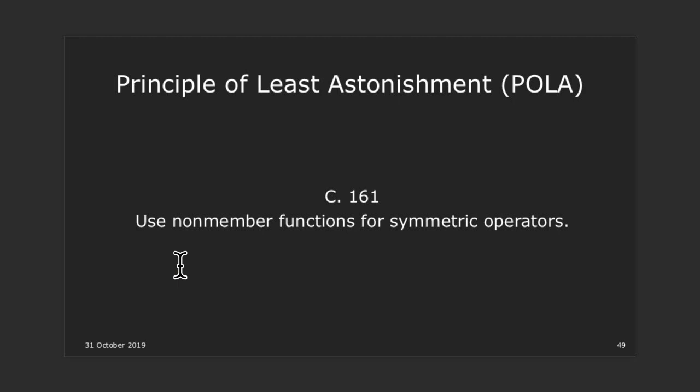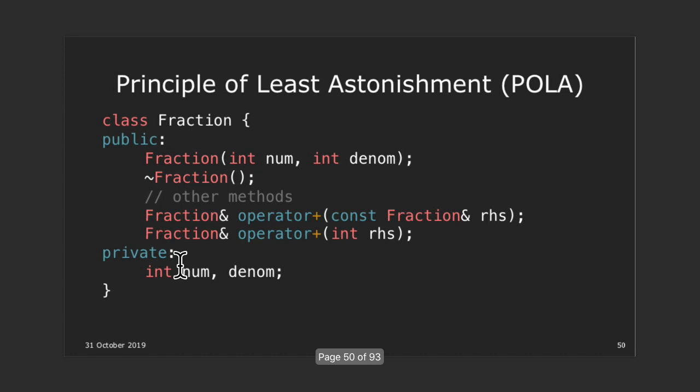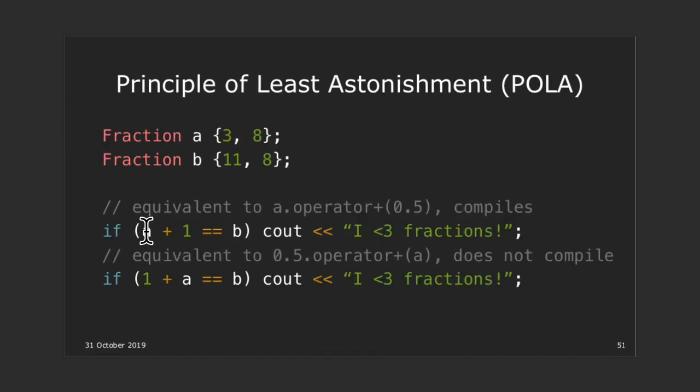For symmetric operators like the plus, where both sides are equal, you should use non-member functions. I have a deeper explanation as to why, but it has to do with symmetry. Right? If you implemented the plus as a member function where you can add a fraction to an int, this would work, but this would not work. Because this treats a as the object itself we're calling the function on, but this treats the 1 as the object, which doesn't work. Okay, so you always want to implement symmetric operators as non-member functions to avoid any of these non-symmetric surprises.